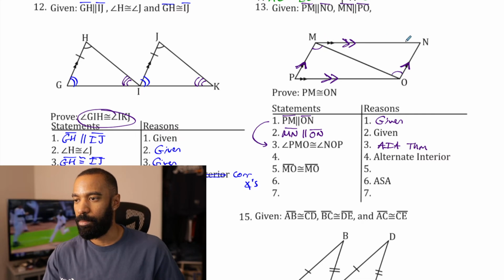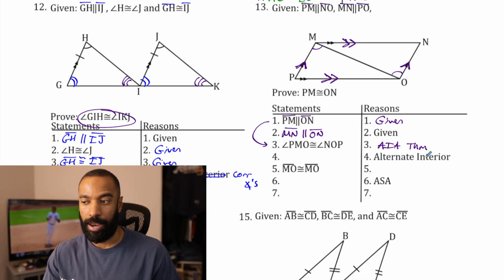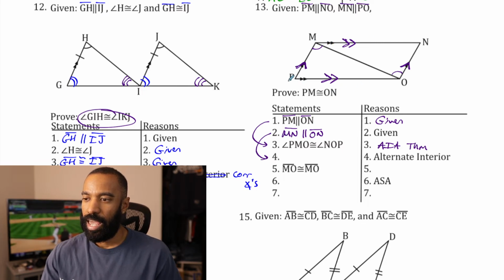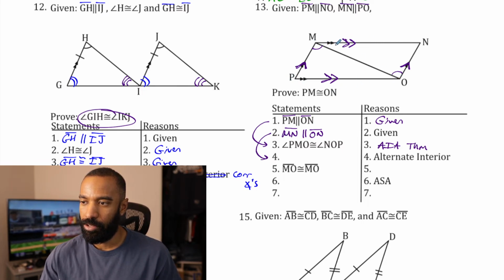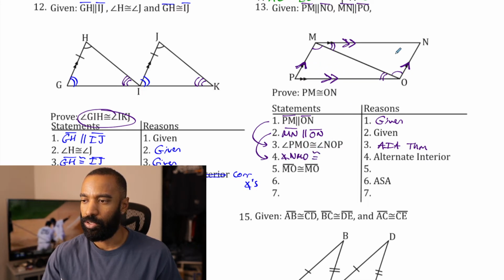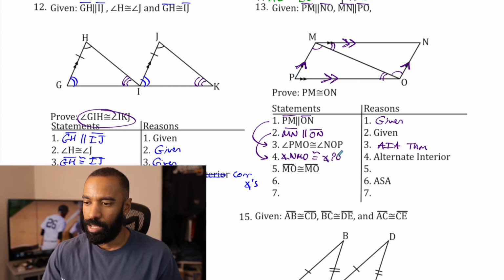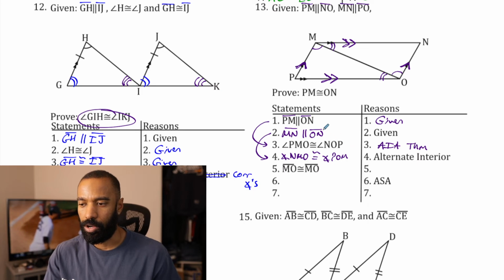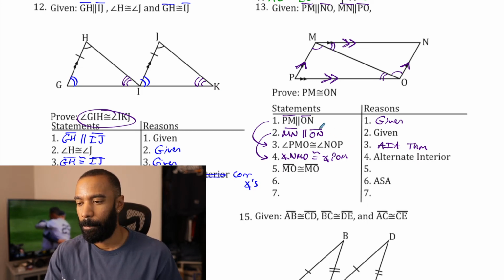Let's see if we can use statement 2 to lead us to another set of apparent alternate interior angles. How can MN and PO create alternate interior angles? I'd say it's these ones right here. Right here we can say angle NMO congruent to angle POM, right there. Those are also alternate interior angles from statement 2.